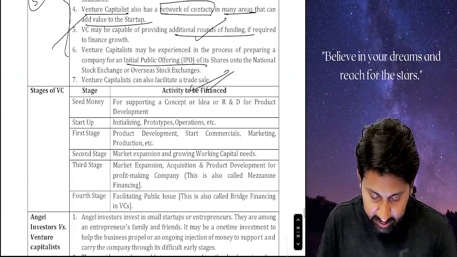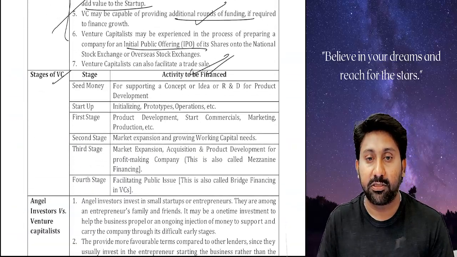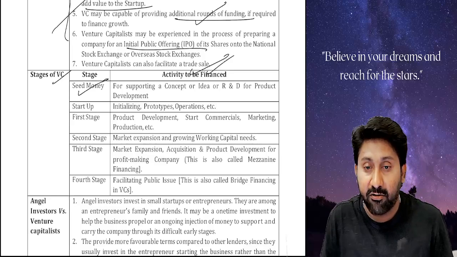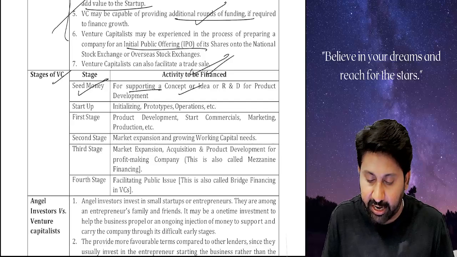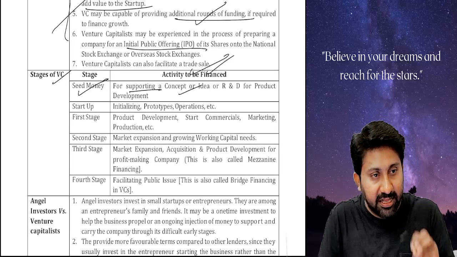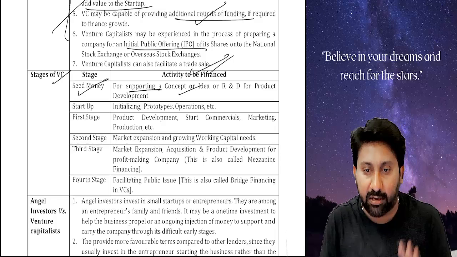Next one, stages of VC. Initial money they put, we call it seed money. First, they will give support to the concept or idea. Seed money. Startup. After putting the seed money, the business will take a start.